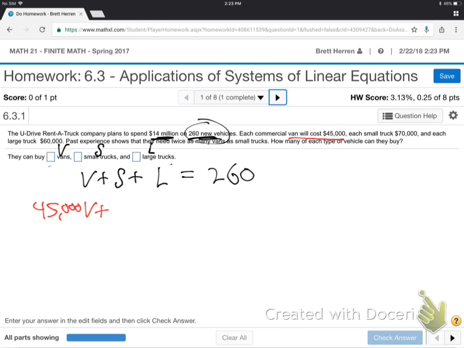Well, every van is $45,000. So however many vans they buy times 45,000. V is how many vans you're going to buy. So V is how many vans times 45,000 each. And the small trucks are 70,000 each. So 70,000 times S. And the large trucks are 60,000. That's 60? Yeah. It's funny that they're cheaper. 60,000 times L. That adds up to be $14 million in total costs.